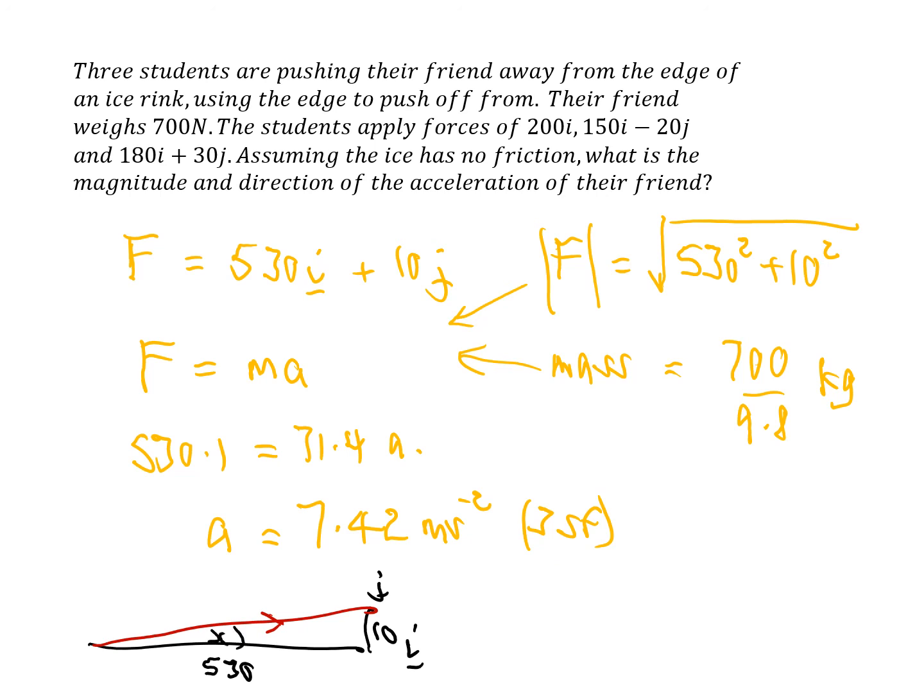So using trig, tan x is 10 over 530. So x is tan to the minus 1 of 10 over 530, which is around about 1.1 degrees. So did you get the same answer as me? I hope so. If you did, then well done.